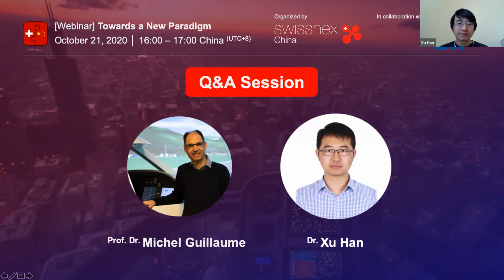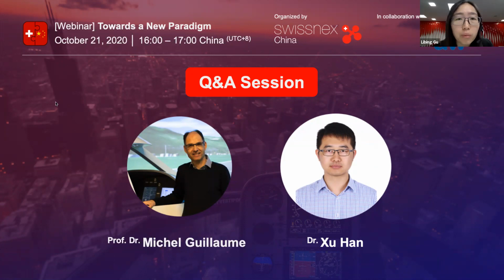Maybe everyone noticed that there is a Chinese colleague sitting next to Professor Guillaume. So maybe everyone is very curious to know if there are any existing collaboration projects between Zurich University of Applied Sciences and Beihang University or Chinese universities in general, or what would be the next development regarding the Sino-Swiss collaboration? Professor Dr. Guillaume, would you like to share some information?